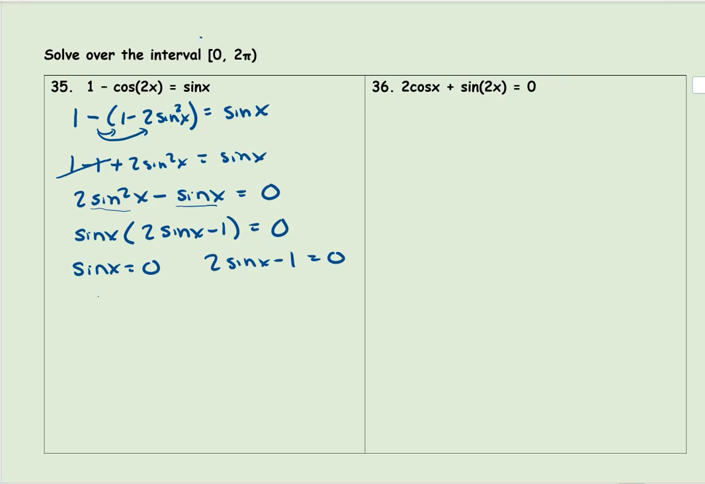So we already know here that sine of x is equal to 0 at 2 different spots on the unit circle. Please notice that we are using radians here, so your answer should be in radians. So x is going to be equal to 0 and pi on the unit circle. And then we're going to solve over here.